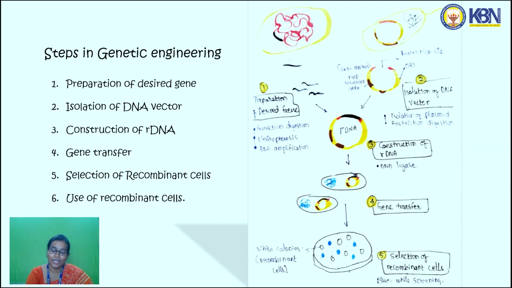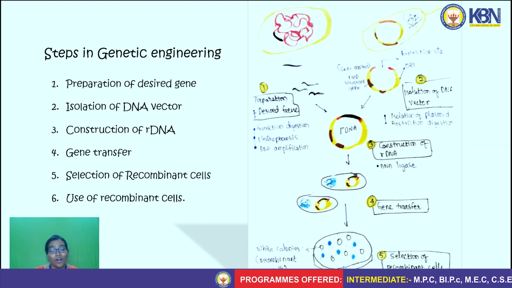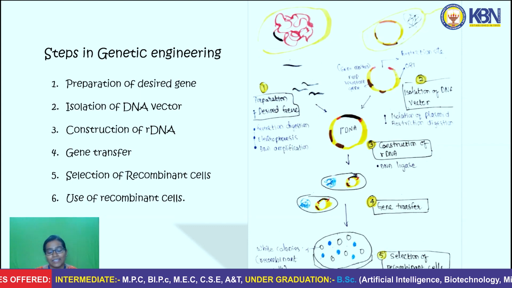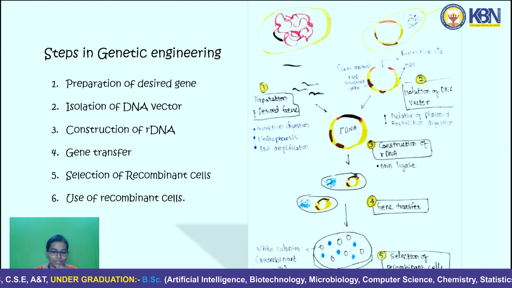For that purpose, we take the recombinant cells and grow them in a special medium in a petri dish. There we get two types of colonies, blue and white. If you see here, we have both blue circles and yellow circles. The blue colonies are non-recombinant, the cells that do not have any desired DNA. The white colonies are those cells which have our recombinant DNA. So in this step, we select only white colonies.